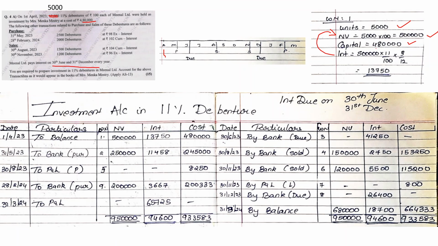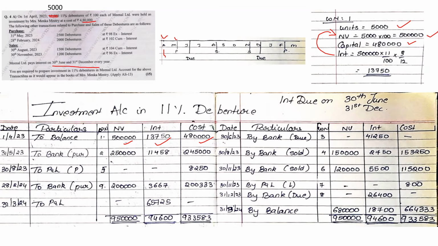So 5 lakh into 11% into how many months? So the question is, when was the interest last paid? We are in April. December was when the interest was last paid. So 3 months, so into 3 divided by 12, we got 13,750. So nominal value we have written here 5 lakh, interest 13,750, and 4,80,000 is the cost. That's working note number 1. So we are done with the opening.